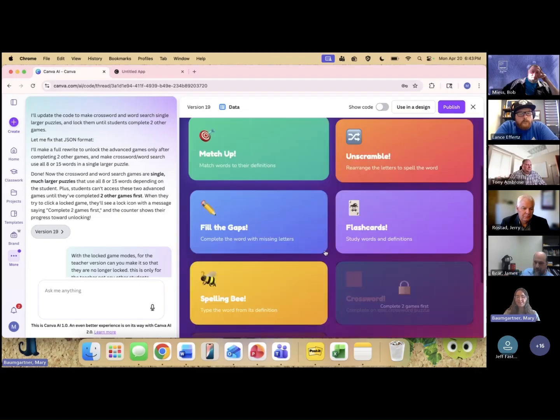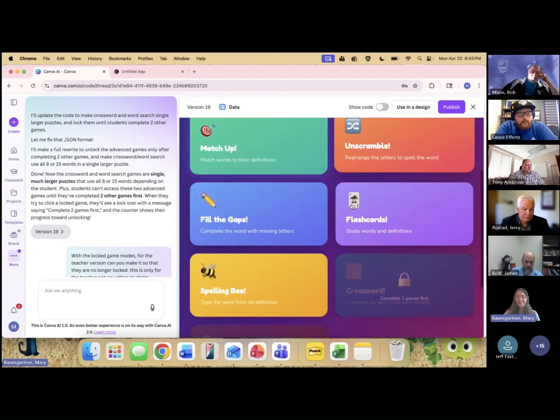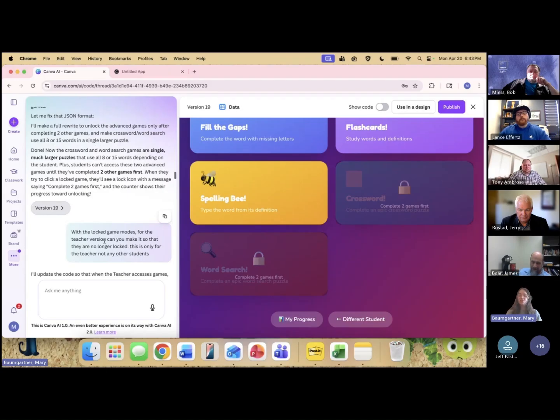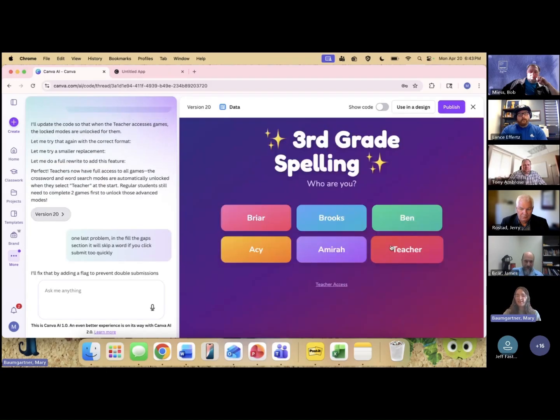And then it tells me I'm halfway there. So after I do 2, I can go into the crossword and the word search, but then I was like, I need to be trying these while I keep prompting it, but I don't want to have to do that a million times. So I said for the teacher version, make it unlocked. And it did that. And that leaves me with version 20. Version 20 is what I gave to these students.